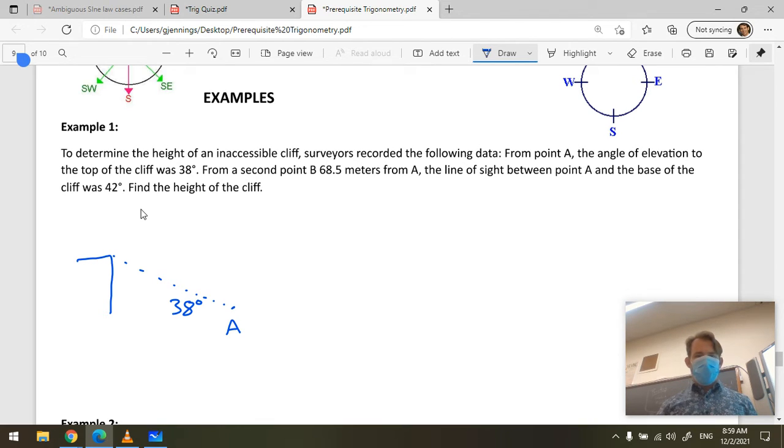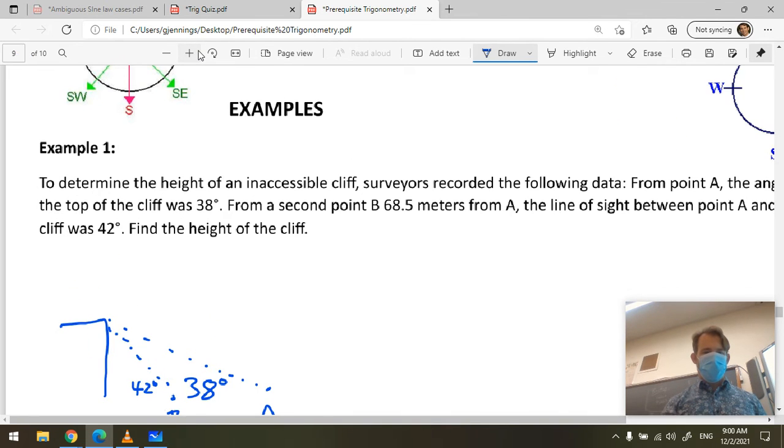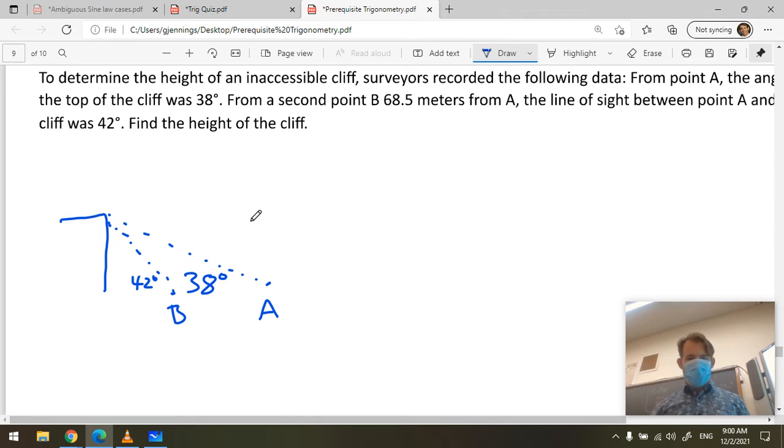And then from a second point, 68.5 meters from A, the line of sight between point A and the base of the cliff is 42 degrees. So here, this point B must be closer. Here's our point B, and then we're looking up, now at 42 degrees. And the distance between B and A is given as 68.5 meters. So I only need 2 dimensions to show this problem. So this will be a review for us.